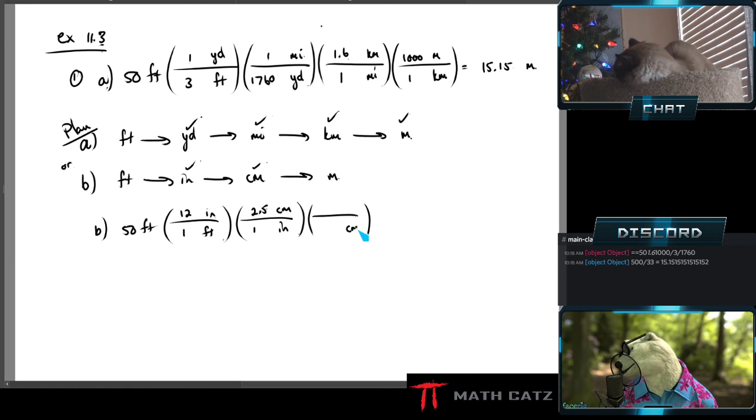Then centimeters to meters. Just make sure your units cancel, right? So that you're ending up in the right unit. 1 meter is 100 centimeters. Let's see what we get here, knowing it's not going to be exactly the same. 50 times 12 times 2.5 divided by 100.